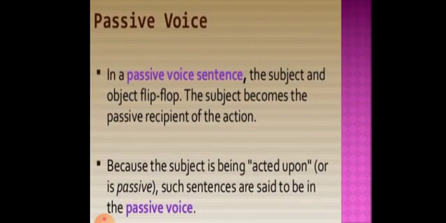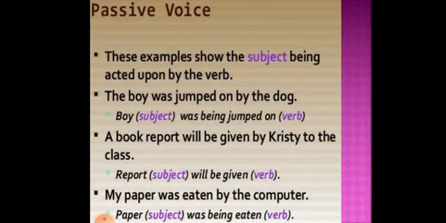Passive voice. In a passive voice sentence, the subject and object flip-flop. The subject becomes the passive recipient of the action. Because the subject is being acted upon, or is passive, such sentences are said to be in the passive voice. These examples show the subject being acted upon by the verb.